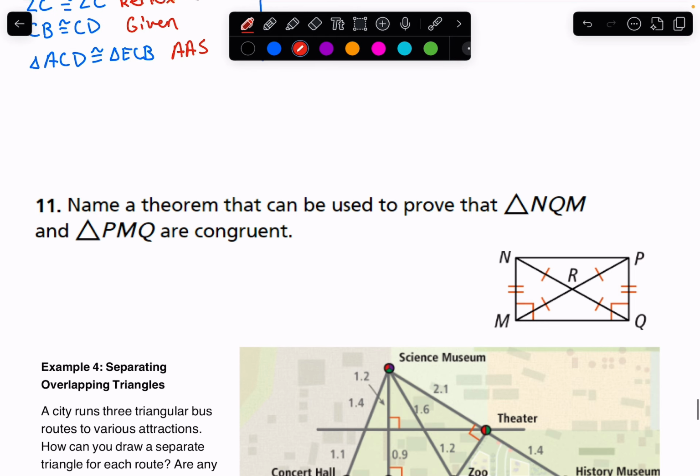Number 11 is interesting because I've got these 2 triangles and I've got a diagram with a ton of marks on it. So let's see what that does for us. We want to show that NQM is congruent to PMQ.